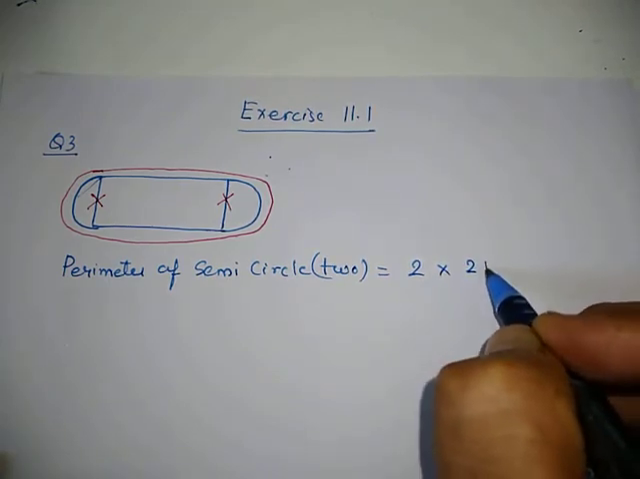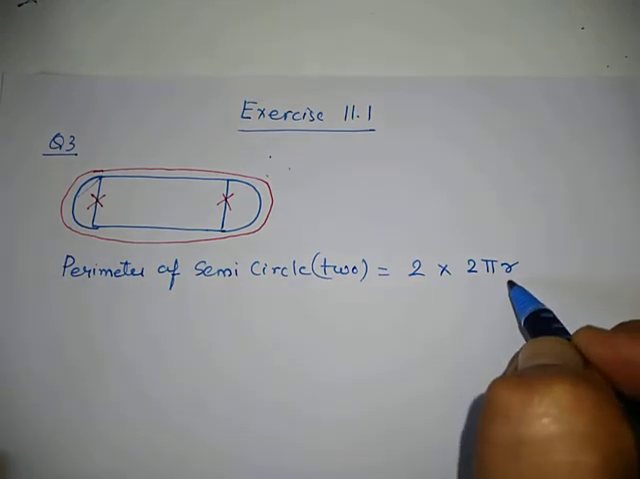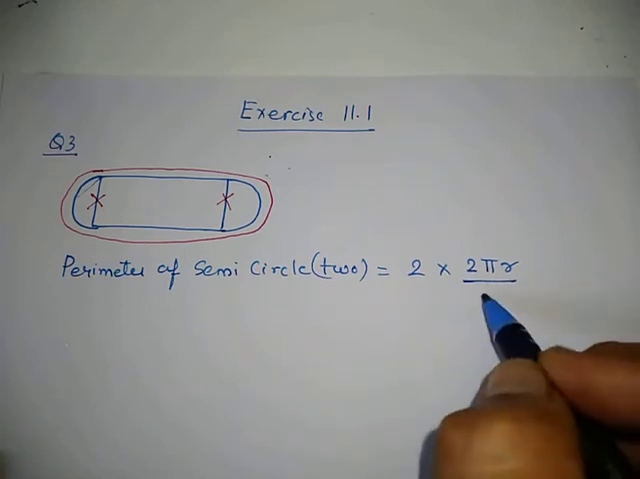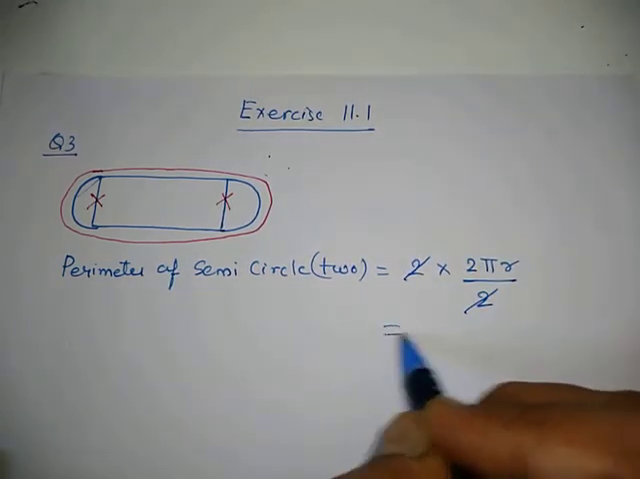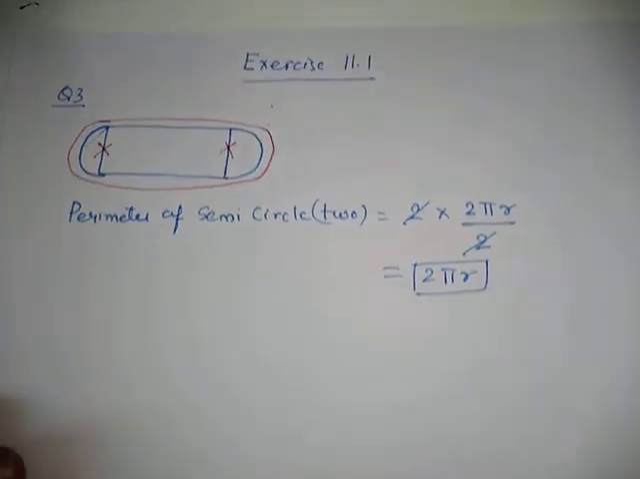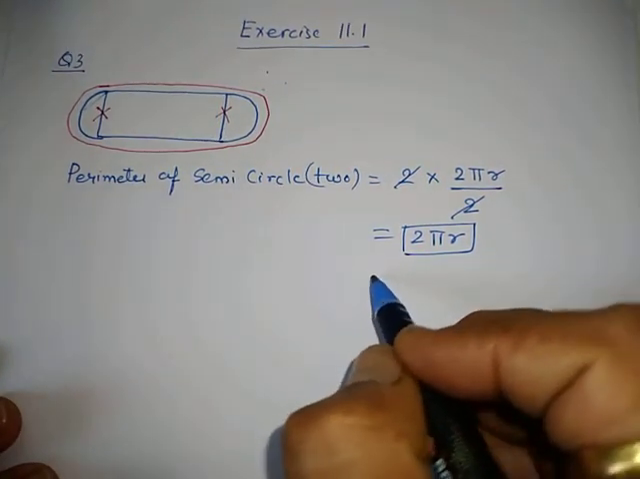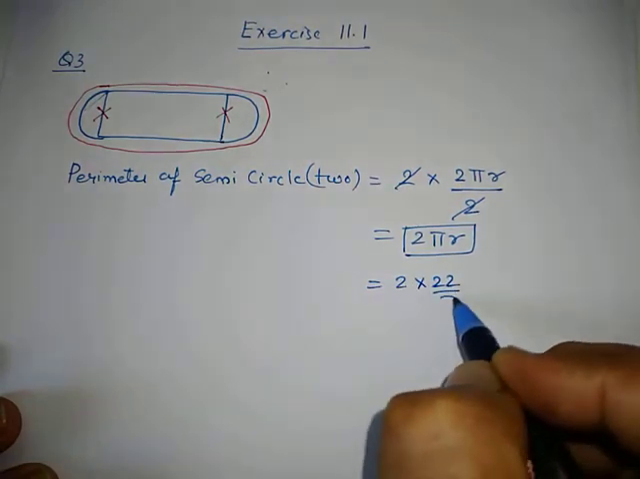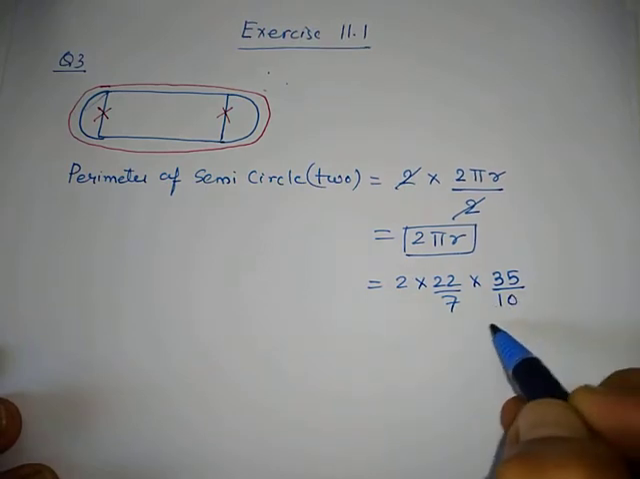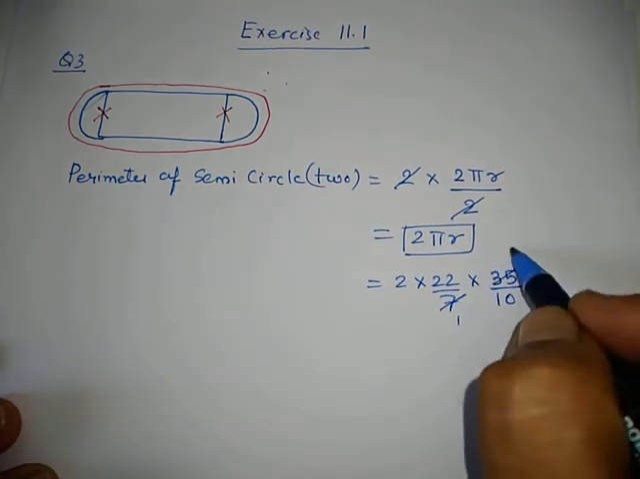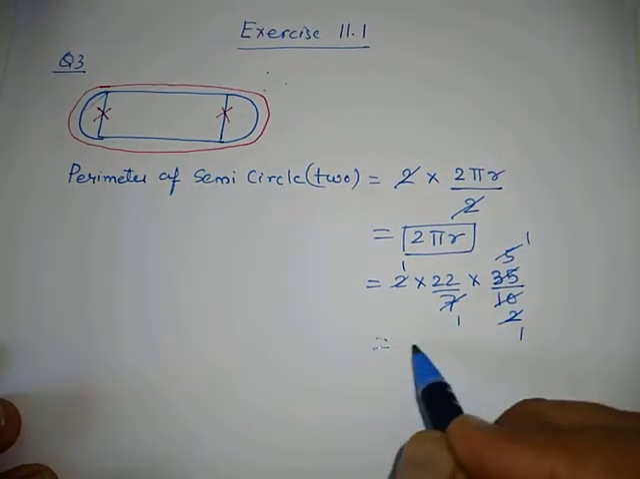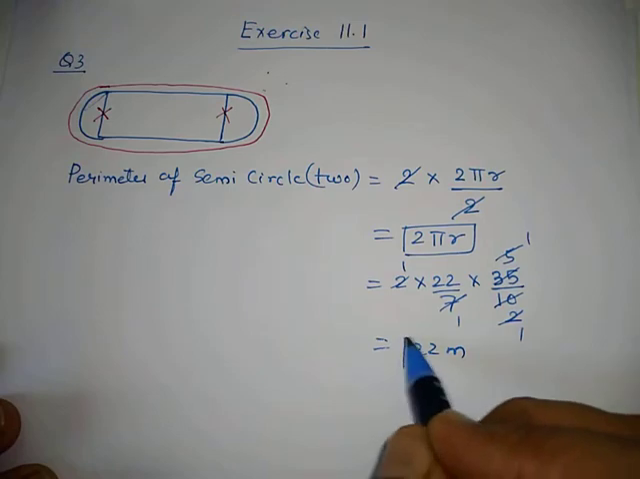2 pi r, divided by 2. So the 2 gets cancelled. So 2 pi r for the two semicircles. So 2 multiplied by 22 by 7 into radius 3.5. I will write 35 by 10. 7 1 goes, 7 5 goes, 5 1 goes, 5 2 goes, 2 1 goes, 2 1 goes. So it will be 22 meters.